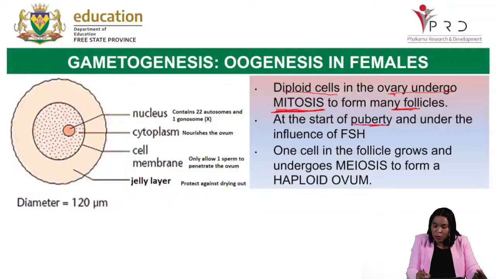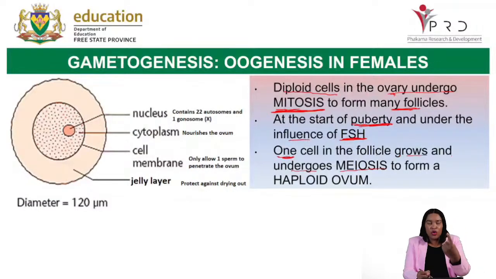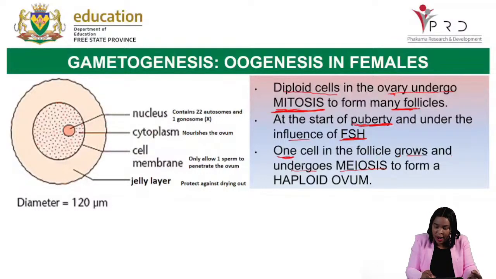At the start of puberty and under the influence of FSH, very important, under the influence of FSH, one cell in the follicle grows and undergoes meiosis. Because we produce many, it is going to happen one at a time, because this is going to happen every month for the females up until they reach menopause.